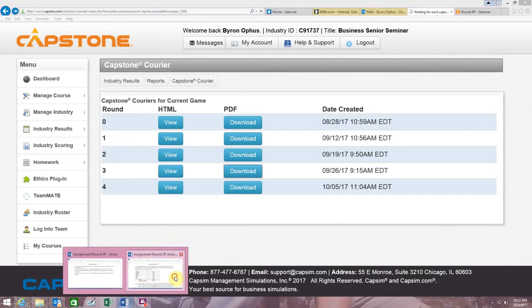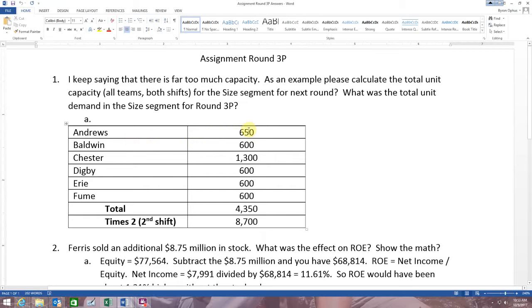Okay, while I'm doing that, we'll have a look, right? So what I did, and you could have done this a couple different ways, but I put down the first shift capacity for each team in the size segment, or at least those products identified as being in the size segment. So you had Andrews at 650, Baldwin at 600, Chester 1300, Digby, Erie, and it should be Ferris, but Fume was the name of their product. Okay, so Ferris was the name of the product with 600. So the total was 4,350.